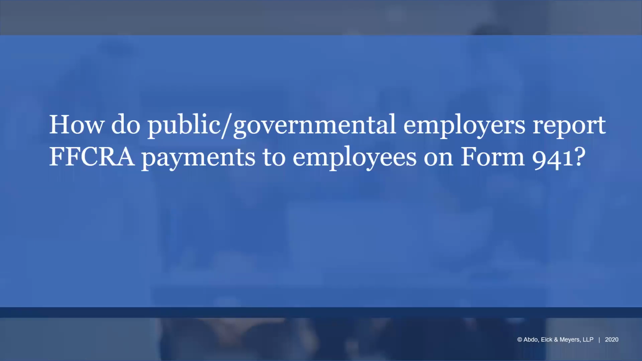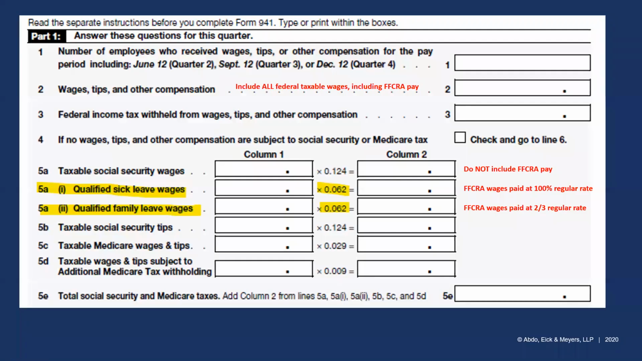So the question of the day, Ann, is how do governmental employers report both the payment of these FFCRA payments, but not the offsetting credits and refunds on this new Form 941? So we'll just kind of walk you through the answer here. And so Ann, jump in at any time too.